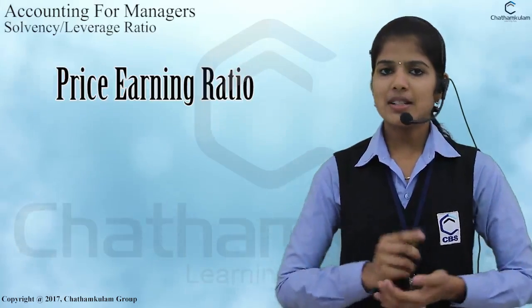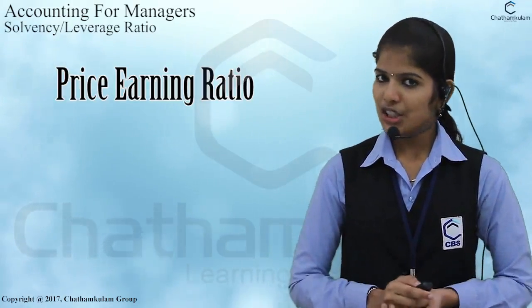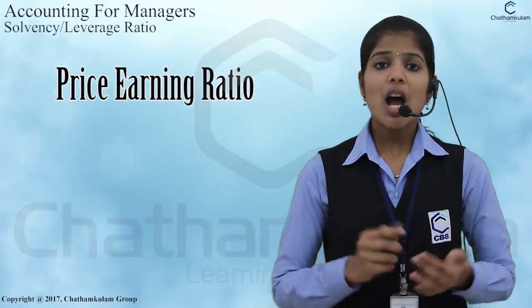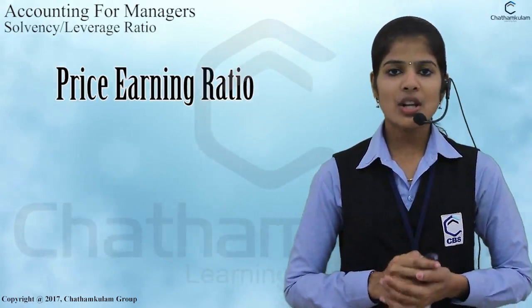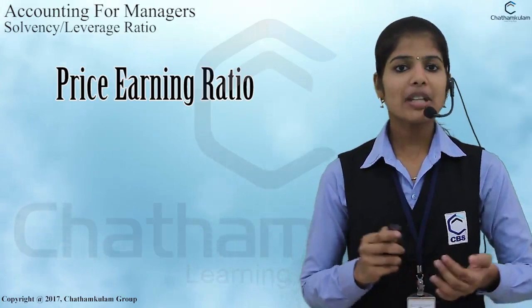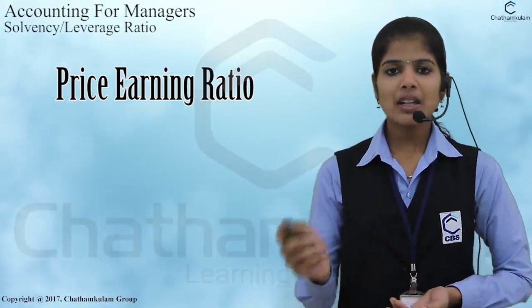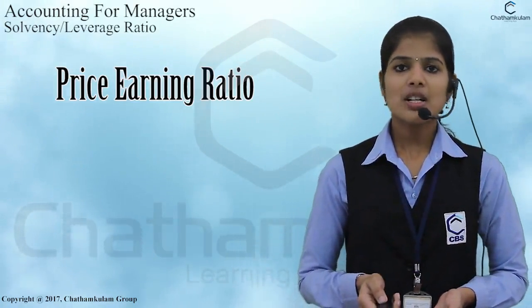Next, the price earning ratio. What is meant by the price earning ratio? This ratio tells how many times the earnings per share is the market price of the share of a company. The formula for calculating the price earning ratio is market price per share divided by earnings per share.